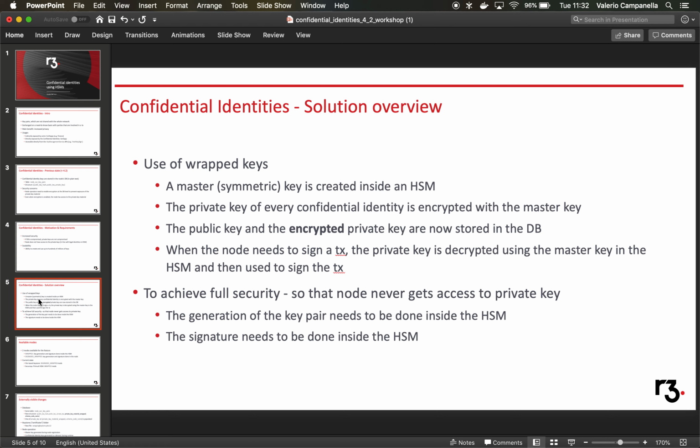There is one thing to note here, which is that to achieve full security, we would have to make sure that the node never gets access to the private key material, as we mentioned before. And in order for that to be done, the generation of the key pair needs to be done completely in the HSM, as well as the signing of the transaction, so that the private key material is only accessible temporarily to the HSM and never to the node. So because of that implication, we will see we have two different modes for that feature later on. Fantastic. Okay.